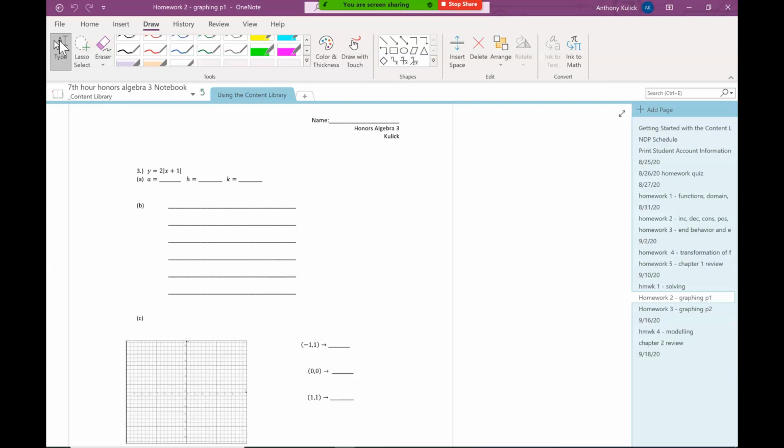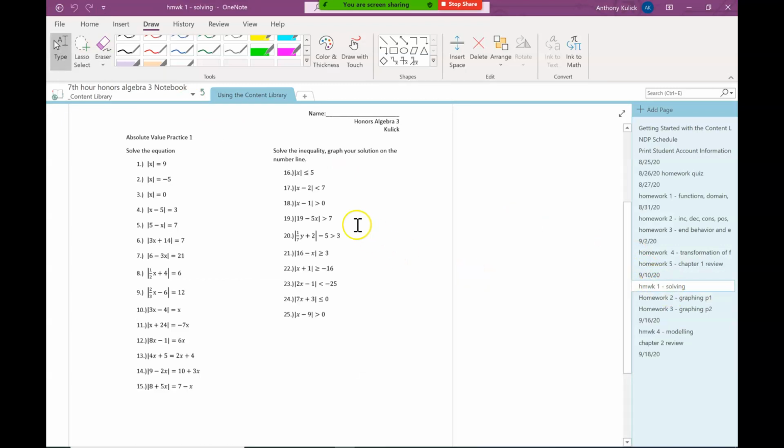What is your question? So for number 18 on homework 1. I got like x minus 1 absolute value is greater than 0. But it's like x is greater than 1 and x is less than 1. How do you graph that if they're both 1? Fantastic question. Should we do that?